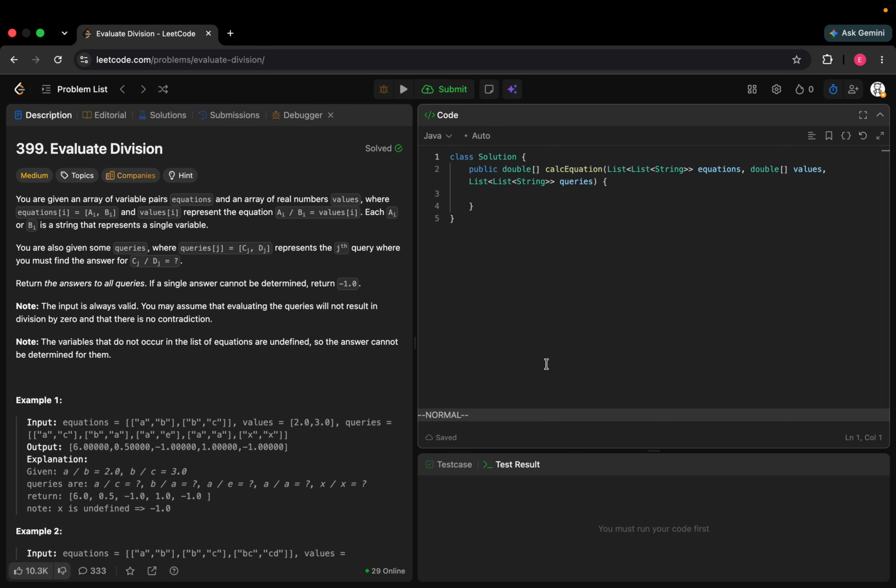Hello everyone, I'm going to talk about LeetCode 399, Evaluate Division. The question: you are given an array of variable pairs, equations, and an array of real number values, where equations[i] = [A_i, B_i] and values[i] represent the equation A_i divided by B_i is equal to this value.